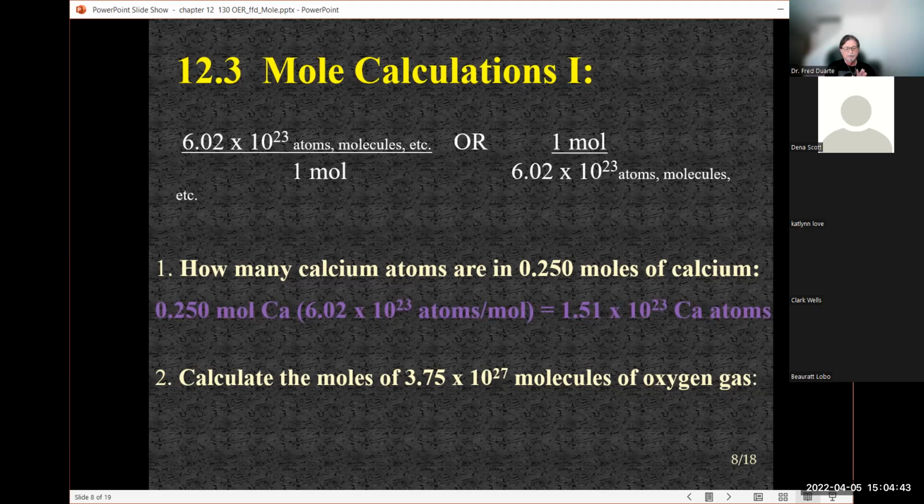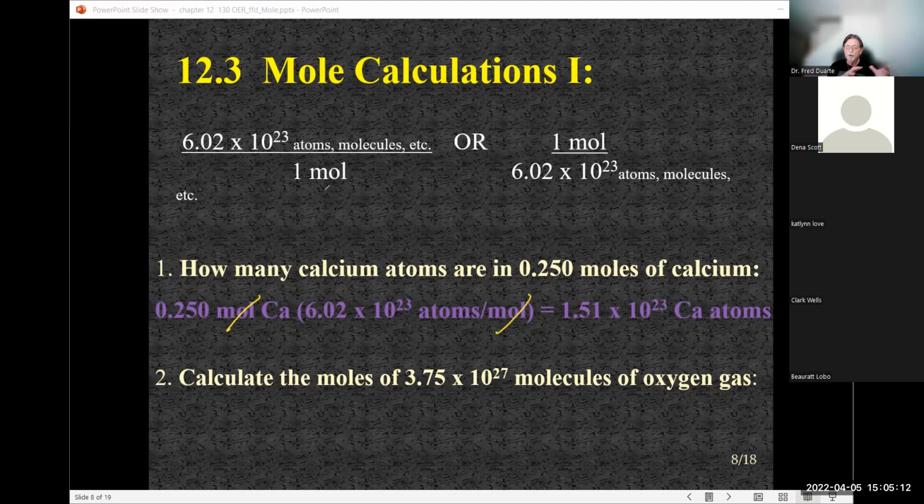So we did this example. How many calcium atoms are in 0.250 moles of calcium? Okay, we're using Avogadro's number with the 6.02 times 10 to the 23rd atoms in the numerator because we want to calculate atoms. All right, so you can see here how the units cancel out.